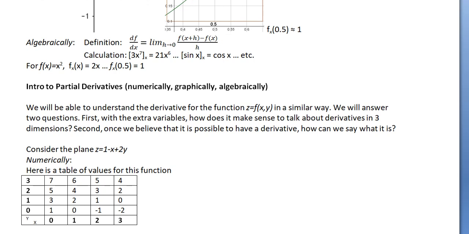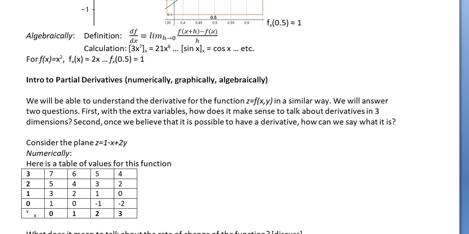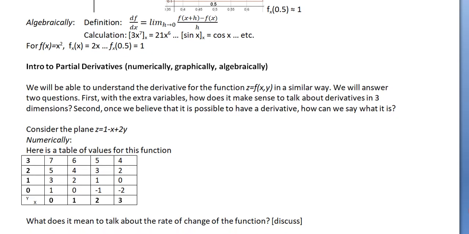So on the bottom, across the horizontal on the bottom, we've got x values 0, 1, 2, 3, and then vertically on the left, kind of like a vertical axis, we've got the y values 0, 1, 2, 3. Okay. So what could it mean to talk about the rate of change of this function?